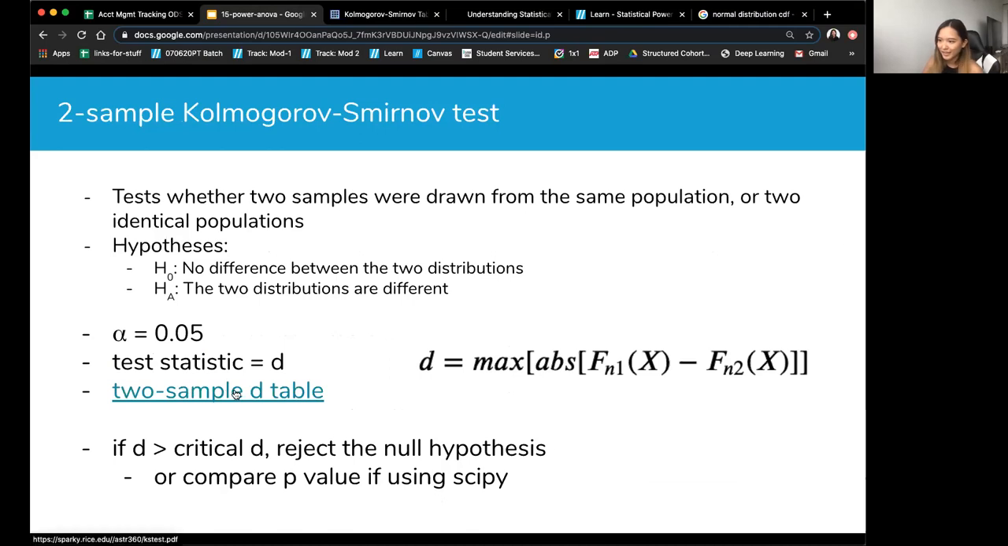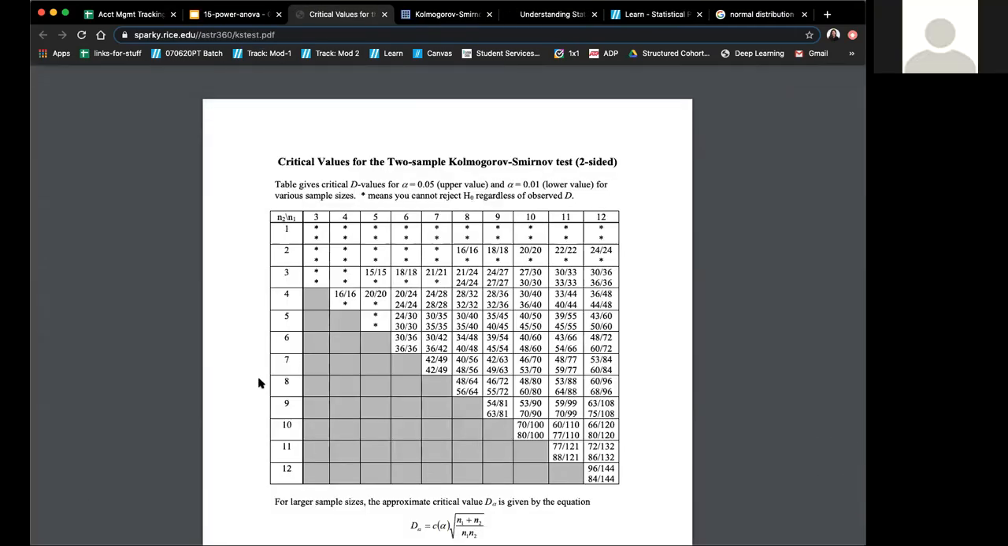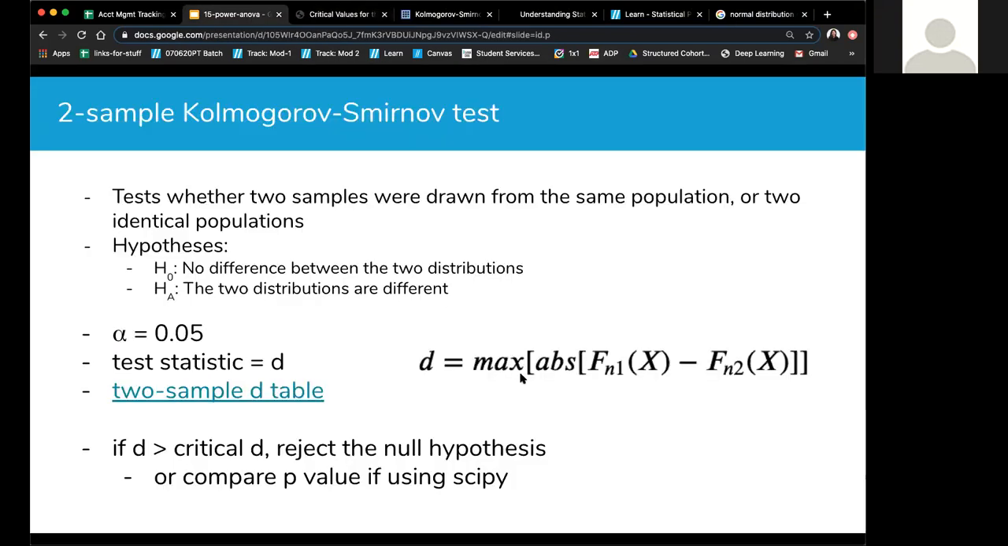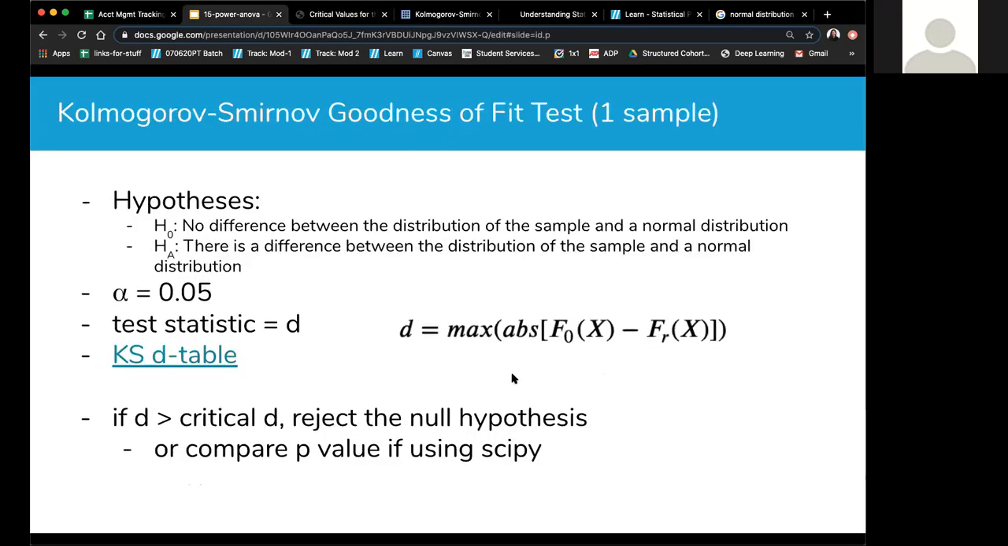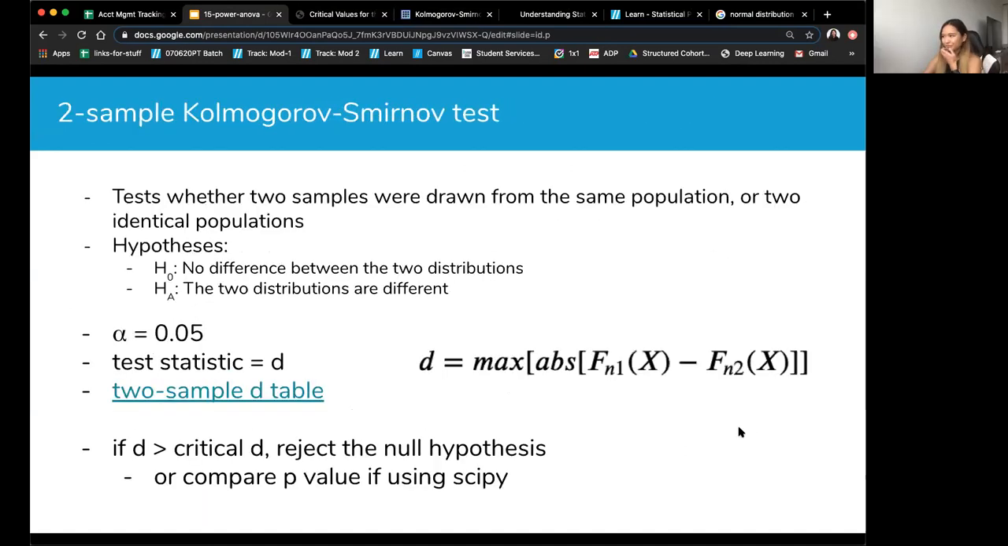And then, again, you can... I interrupt for a second? Sorry, what was that? Yeah, let me interrupt for a second. Could you go back to the other slide? Why does it say the same population or two identical populations? I mean, same and identical are synonymous.